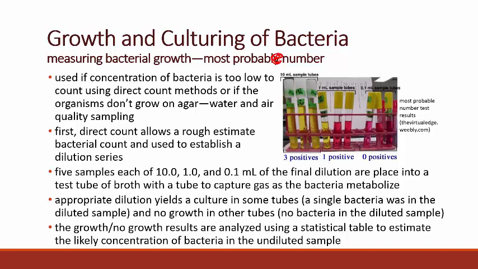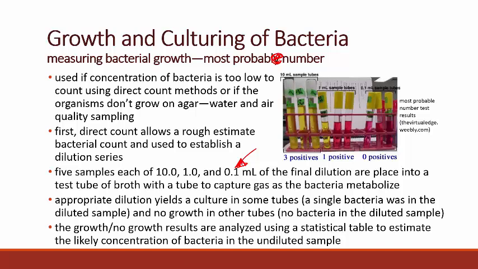And that statistical table is in the book, on page 154. They give you an example here where at 10 mils you had 5 positive tubes. At 1 mil you had 2 positive tubes, and at 0.1 mil you had 0 positive tubes. I got that backwards as I was talking about what this meant. This is actually a very, very small sample.